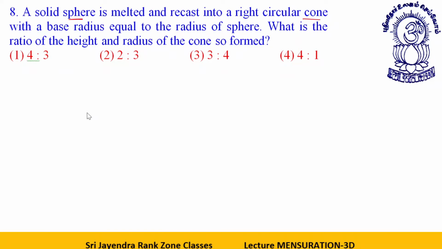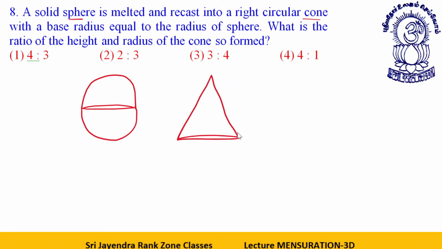See, dear students, what do we know? We know that if you have a hemisphere or even a sphere, a solid sphere is melted and recast into a right circular cone. Even if I talk about this hemisphere and then I say this is a cone, what happens is the volume becomes half. I repeat the question: a solid sphere is melted and recast into a right circular cone with a base radius equal to the radius of the sphere. What is the ratio of the height and radius of the cone?